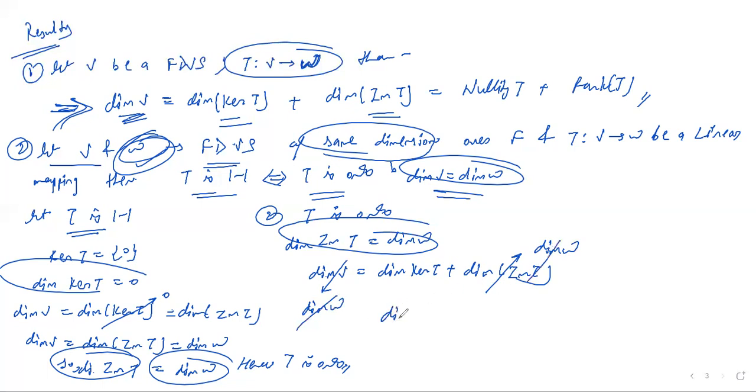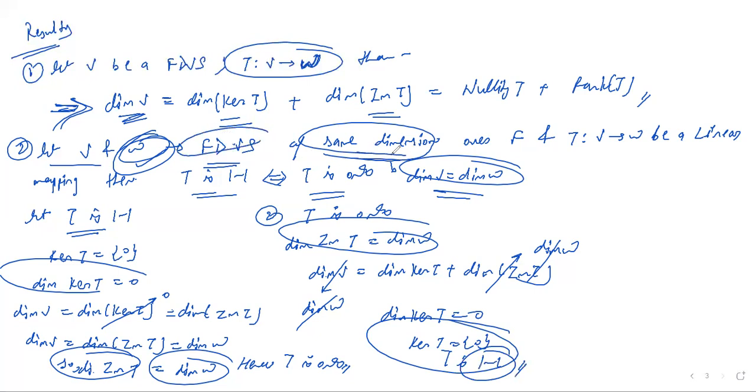From this I got that my dimension of ker T is equal to 0. That means my ker T is equal to 0, and if ker T is equal to 0, it means my mapping T is 1-1. So we can see that if I have two finite dimensional vector spaces of the same dimension, which is very important, and this is only possible when they have the same dimension, over the same field F, and the mapping is linear, then the mapping is 1-1 implies the mapping is onto implies the mapping is 1-1.